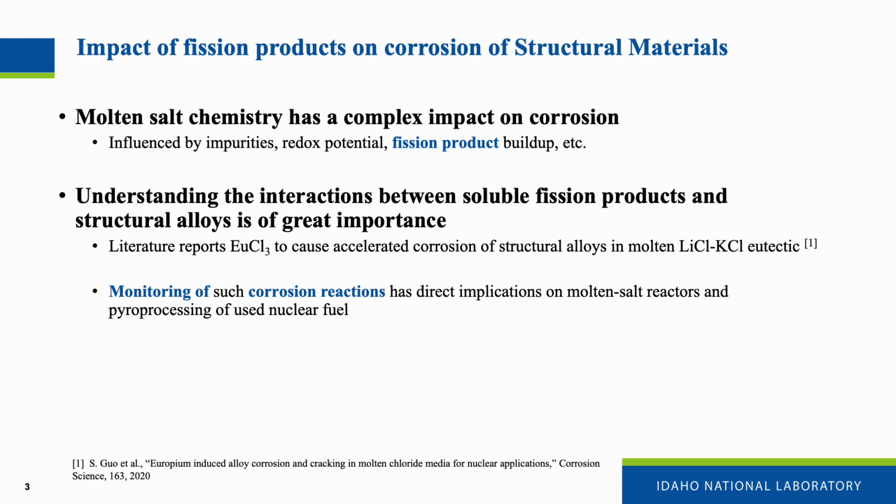So understanding the fundamentals of this interfacial chemistry is important for nuclear reactor applications, like which structural material might be more applicable, and what kind of longevity we can expect from these structural materials. As we discussed, molten salt chemistry has a very complex impact on corrosion, because it is impacted by any impurities in the salt, its redox potential, and any fission product buildup in the salt.